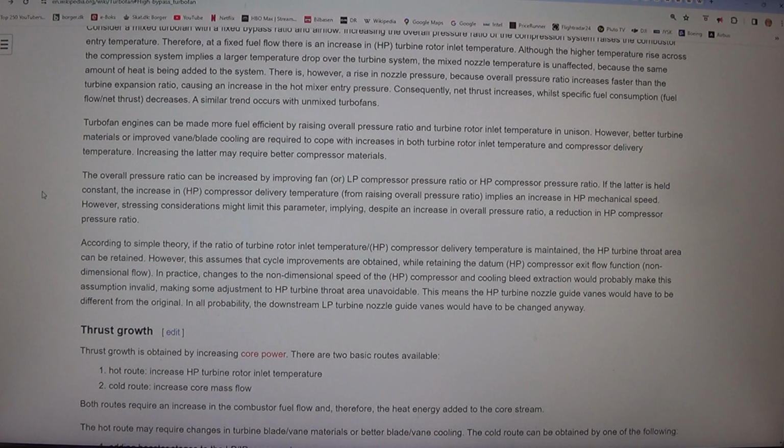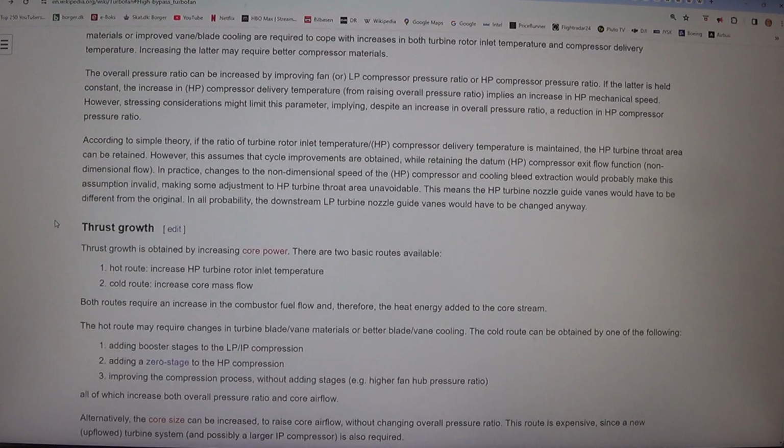If the latter is held constant, the increase in HP compressor delivery temperature from raising overall pressure ratio implies an increase in HP mechanical speed. However, stressing considerations might limit this parameter, implying, despite an increase in overall pressure ratio, a reduction in HP compressor pressure ratio. According to simple theory, if the ratio of turbine rotor inlet temperature over HP compressor delivery temperature is maintained, the HP turbine throat area can be retained.